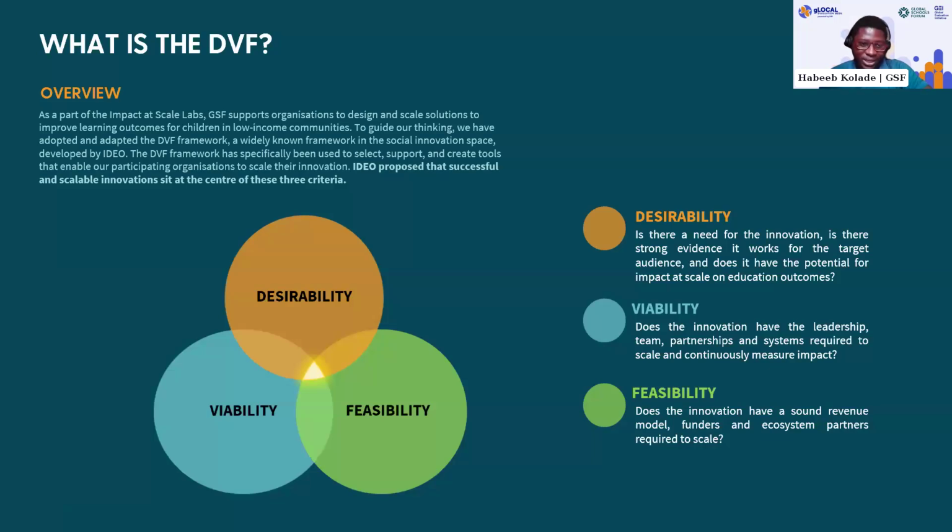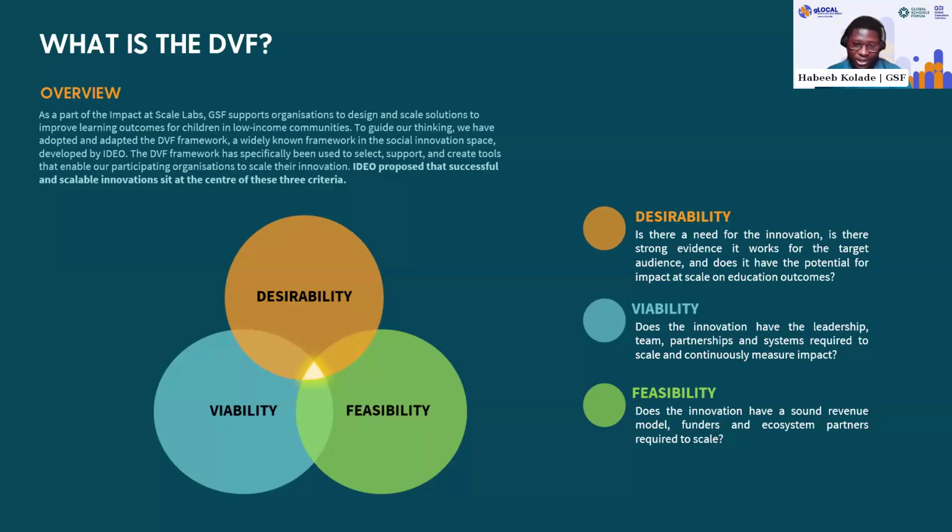So this DVF framework stands for desirability, viability, and feasibility, and that cuts across very key questions that we tend to ask organizations about their scale readiness. The first question about desirability is simply helping us understand if the organization is fulfilling an important need with their innovation, and if there's strong evidence that the solution works in the context in which they are deploying it. Finally, we are also checking through desirability to see if there's potential for impact at scale on education outcomes from the solution that's been deployed.